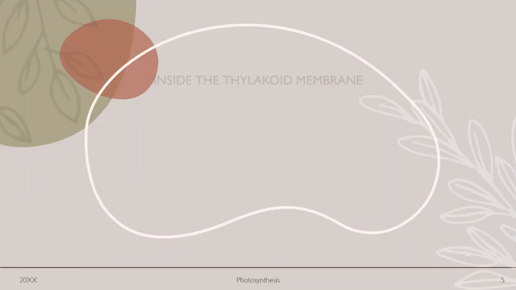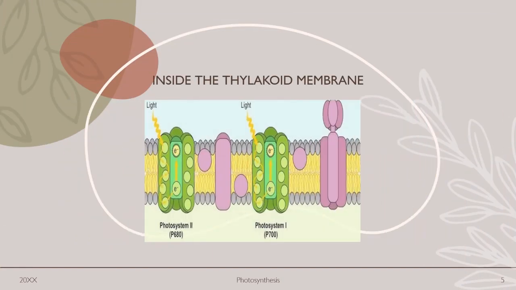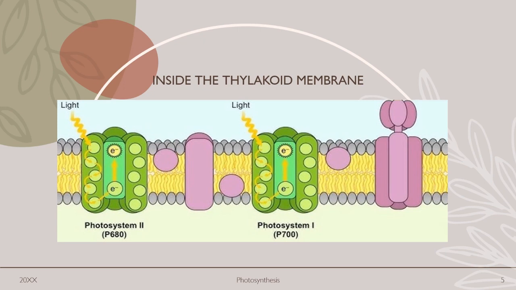As a reminder, these ribosomes are 70S ribosomes. Now here you can see the thylakoid membrane. Inside the thylakoid membrane, remember that there are two photosystems, photosystem 1 and photosystem 2. Photosystem 1, which is right here, is the main photosystem, which was discovered first. That's why it's called photosystem 1.